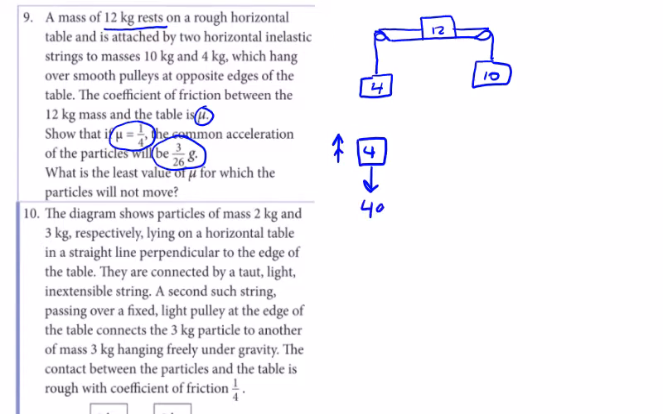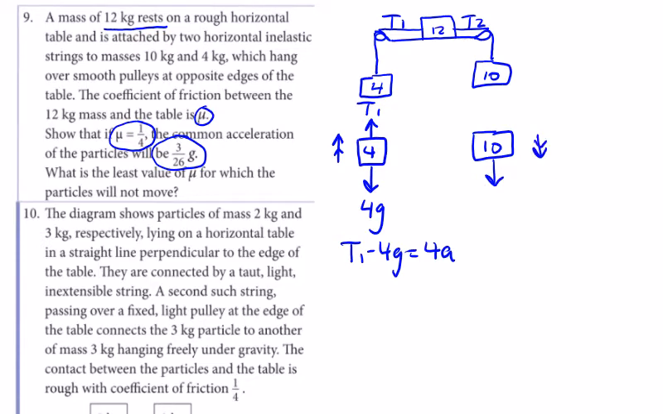So mg, call the strings 1 and 2. So I have my T1 minus 4g is equal to 4a. For the 10, it's going down. 10g, T2. So for the 10, I have 10g minus T2 equals ma, which is 10a.